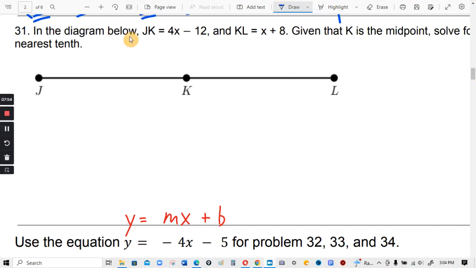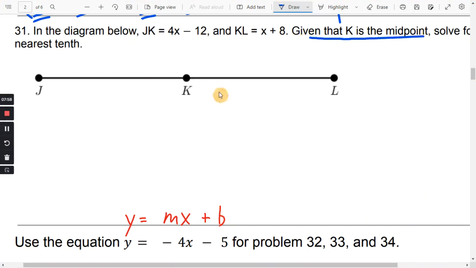Number 31, in this problem, it's given that K is the midpoint. So if K is the midpoint, that means JK equals KL.